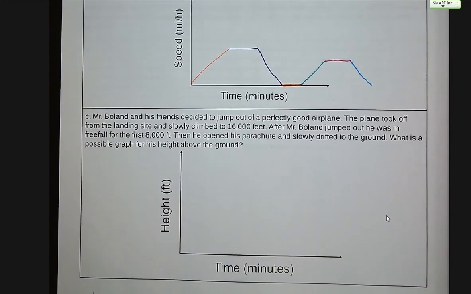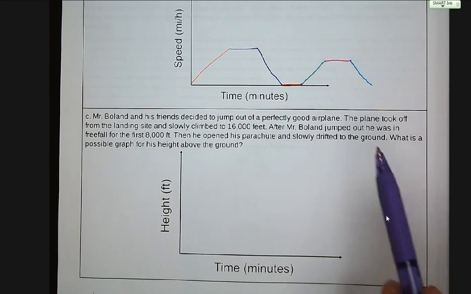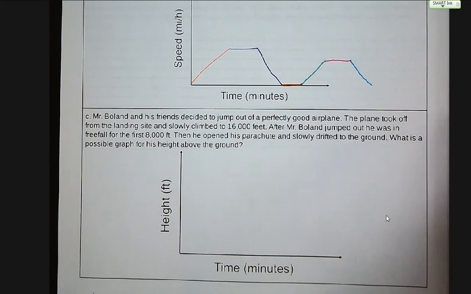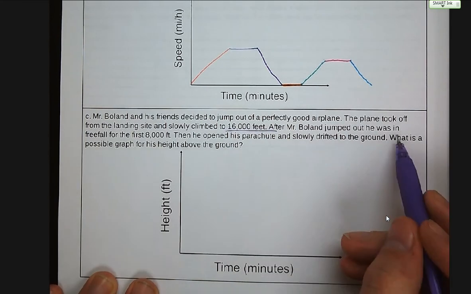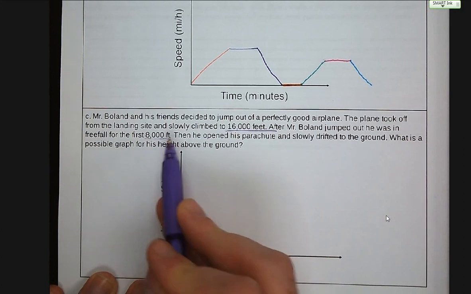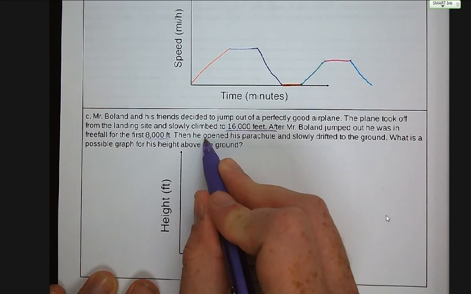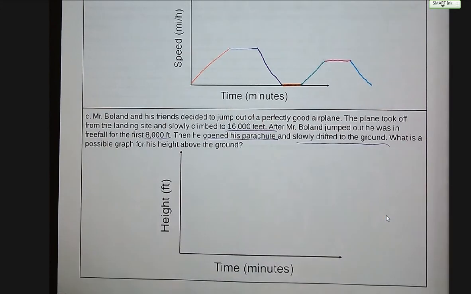All right, so Mr. Boland and his friends decided to jump out of a perfectly good airplane. The plane took off from the landing site and slowly climbed to 16,000 feet. After Mr. Boland jumped out, he was in a free fall for the first 8,000 feet. Then he opened his parachute and slowly drifted to the ground. What is a possible graph that represents his height above the ground?